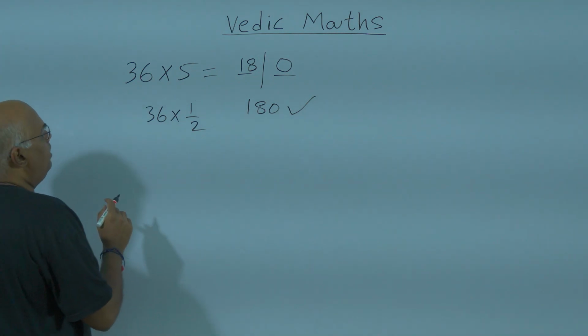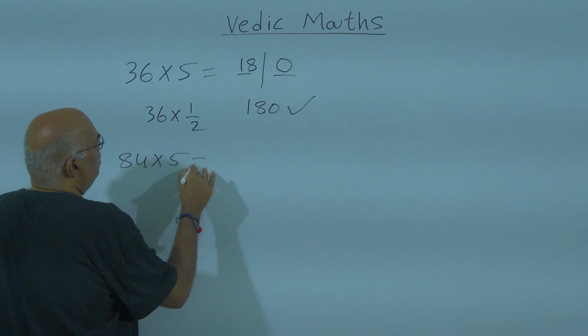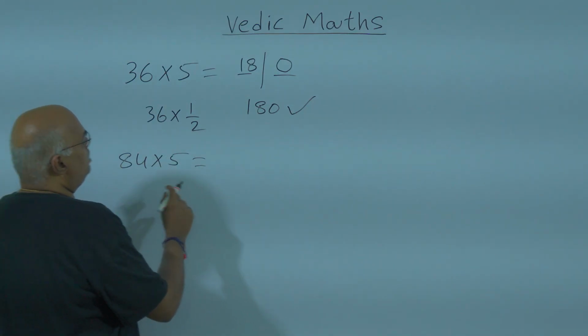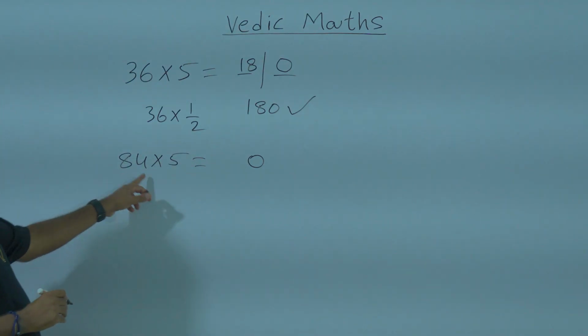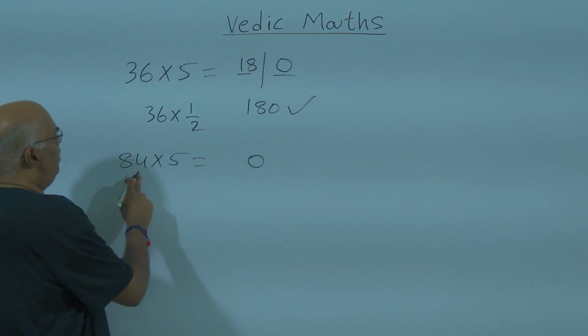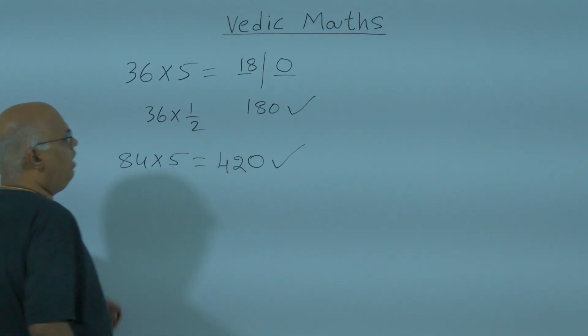Now let us take another two-digit number, say 84 into 5. So 84 is an even number, so put 0 in the units digit of the answer. Now find half of 84. 84 divided by 2 is nothing but 42. So this is our required answer.